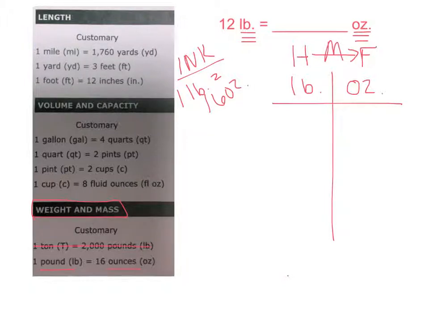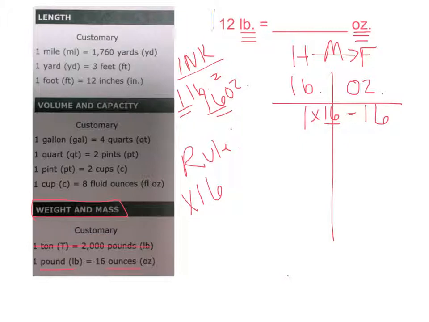So I'm going to take my ink and put it into my chart. I have 1 pound, so my 1 goes right here, equals 16 ounces, so my 16 is going to go over here. I know I'm multiplying my 1 times something, and it's going to equal 16. I know 1 times 16 equals 16. So my rule for my T-chart is times 16. Everything I put in the pounds column is going to be multiplied by 16 to equal the number of ounces.